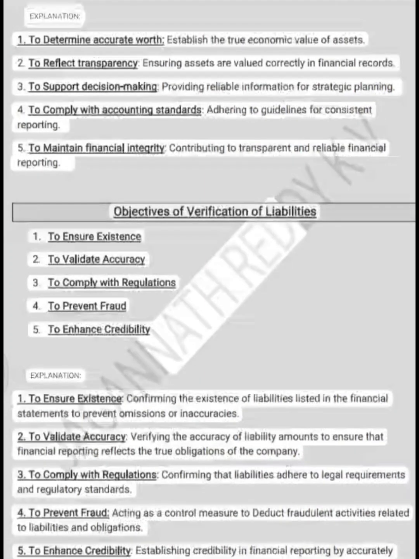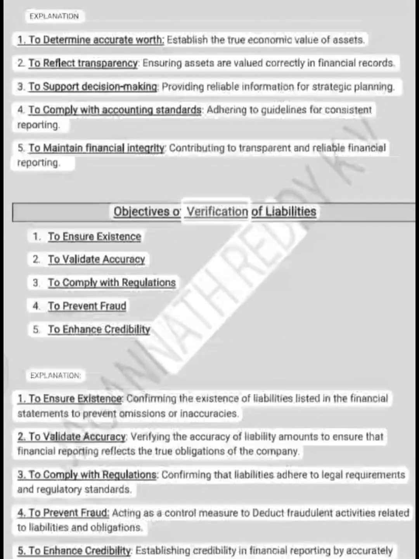Explanation. 1. To determine accurate worth, establish the true economic value of assets. 2. To reflect transparency, ensuring assets are valued correctly in financial records. 3. To support decision-making, providing reliable information for strategic planning. 4. To comply with accounting standards, adhering to guidelines for consistent reporting. 5. To maintain financial integrity, contributing to transparent and reliable financial reporting.